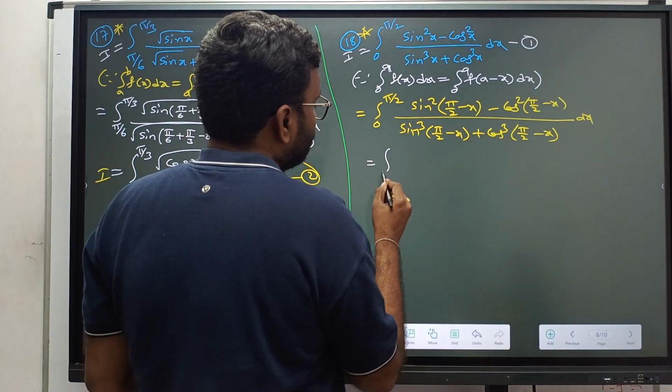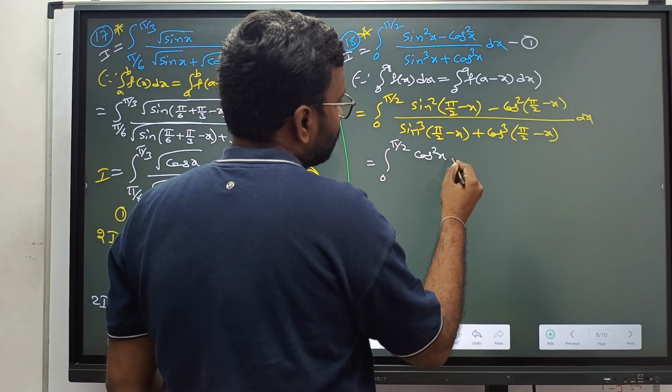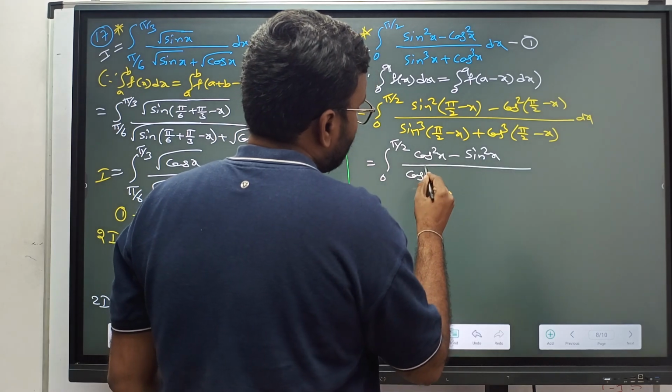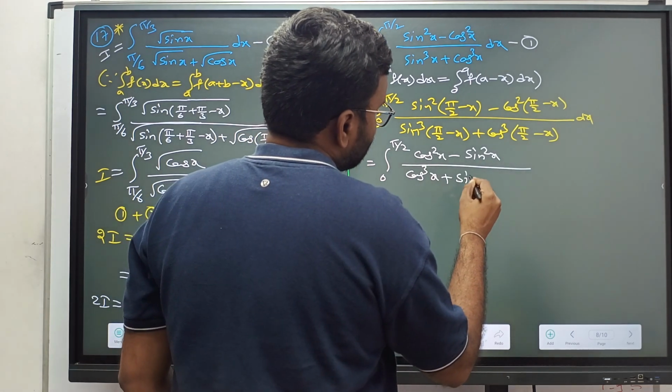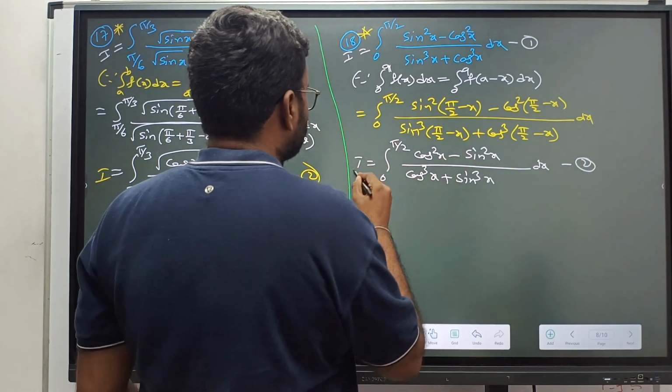So we will get integral 0 to pi by 2, cos square x minus sin square x by cos cube x plus sin cube x into dx. Equation number 2. Same process.